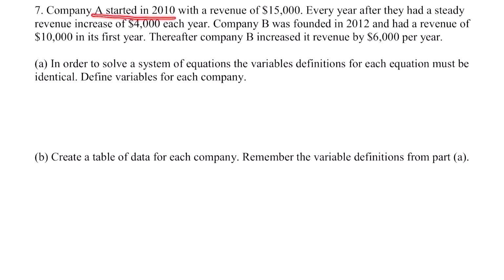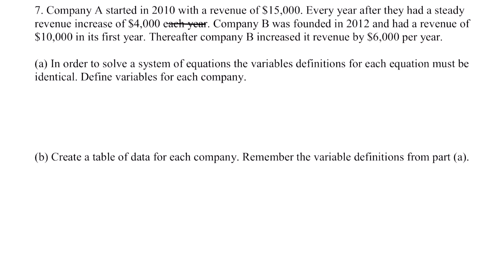Company A started in 2010 with a revenue of $15,000. Every year after, they had a steady revenue increase of $4,000. Company B was founded in 2010 and had a revenue of $10,000 its first year. Thereafter, Company B increased its revenue by $6,000 per year.